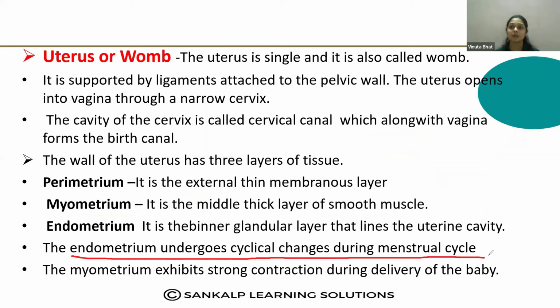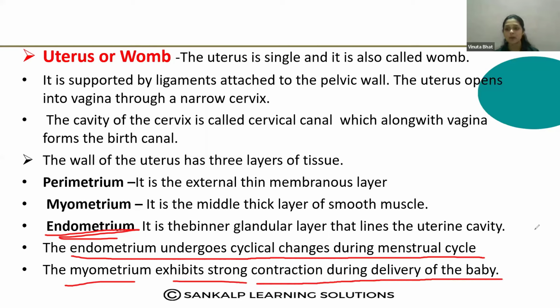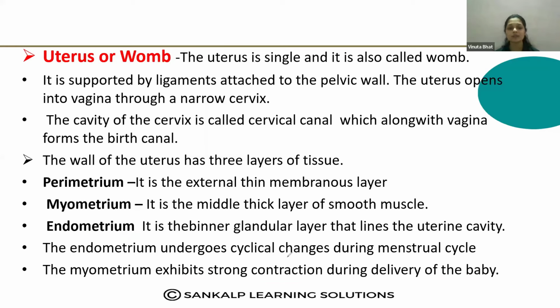The endometrium breaks down and comes out in the form of mucus and blood; those are the cyclical changes that occur during the menstrual cycle. So the endometrium undergoes changes. The myometrium exhibits strong contraction during the delivery of the baby. The myometrium helps in the delivery of the baby by executing strong contraction of the uterus. So that is the structure of the uterus and its wall layers, and these are very important.